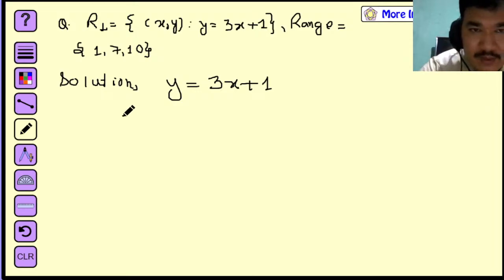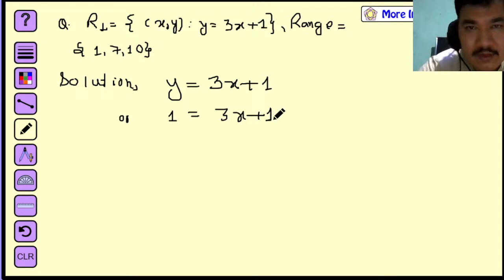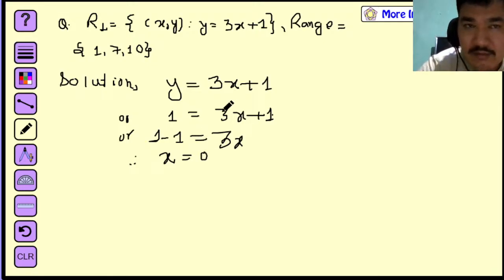Then, asking for the domain, let's put the values separately. Range is y, that is 1. If you put 1 there, then here will be 3x plus 1. When 1 is brought to the left side, it will be 1 minus 1, and what remains is 3x only. Therefore x equals 0 by 3, which is 0 only.